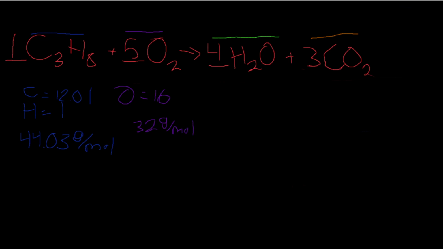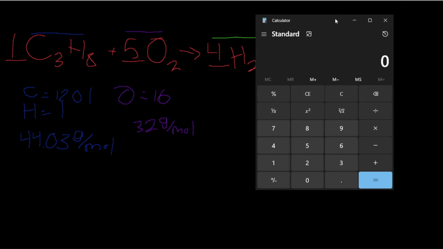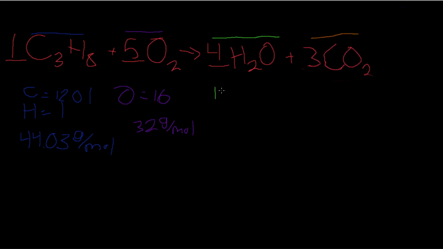Now on to H2O. We already know hydrogen is, what is hydrogen? 1. Since we have 2 of those, add 2 to our oxygen of 16, and we get 18. So our grams per mole is 18 grams per mole.